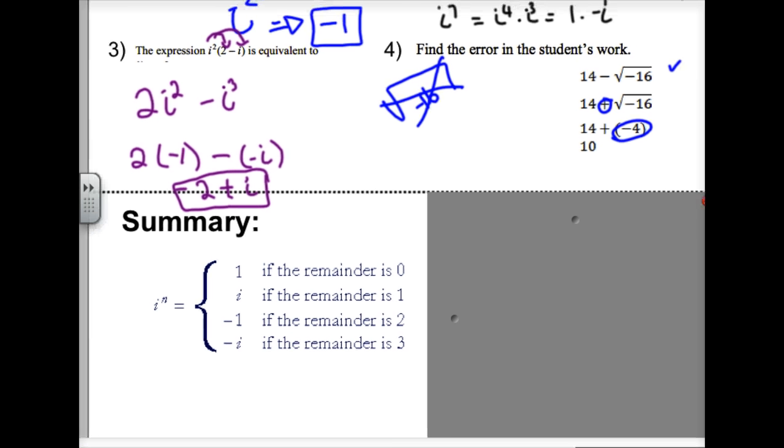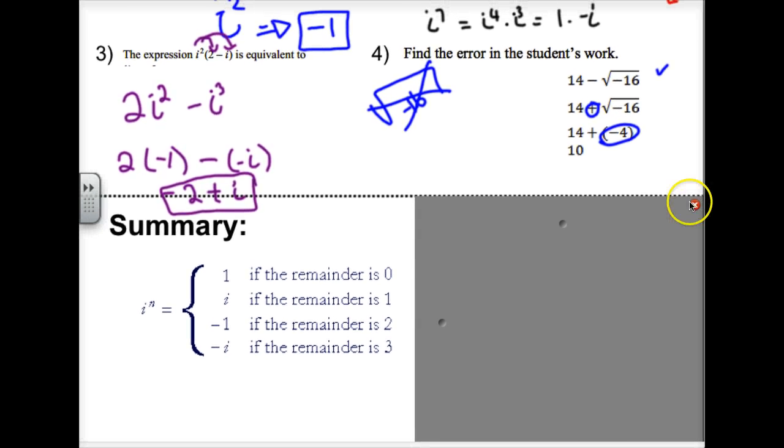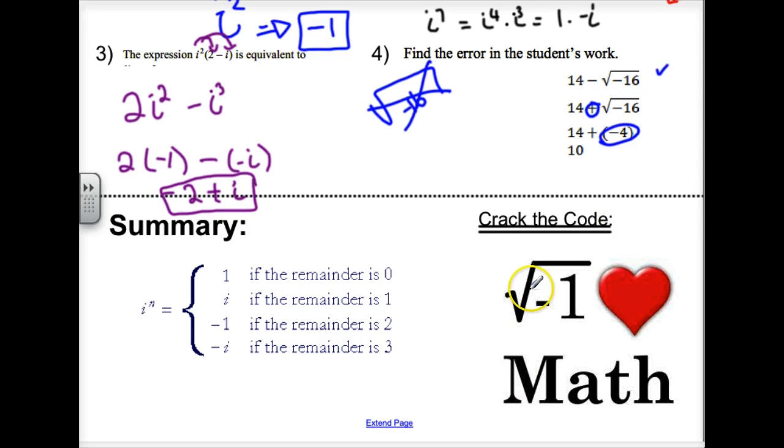And just before we leave, it says crack this code. Can you? What's the square root of negative 1? The square root of negative 1 is actually i, and the code says I love math.